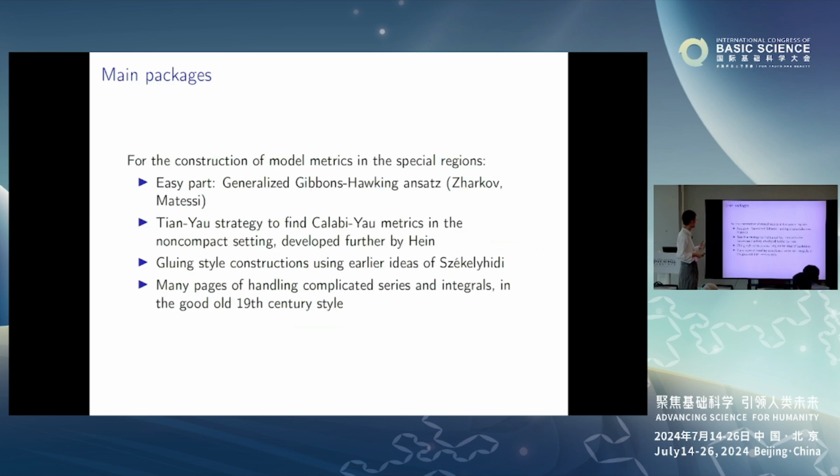So for the results in the high curvature regions, we currently only have constructions of the model metrics, and those results depend on Gibbons-Hawking type ansatz. And maybe the core part of the technology is the Jiang-Yao-Hein strategy to find Calabi-Yau metrics in compact and non-compact complete settings. And the main construction is done by gluing type constructions using some ideas of Gabor Székelyhidi. And unfortunately, the construction involves quite complicated series and integrals, things which look a bit like Weierstrass functions. So the old folks would like it.